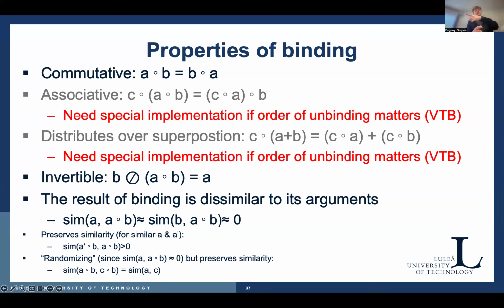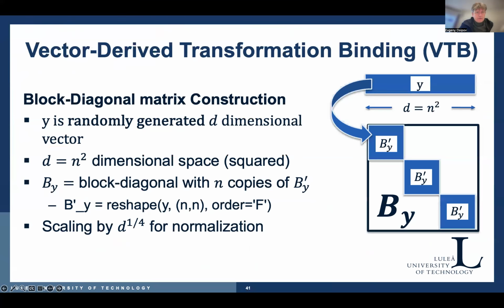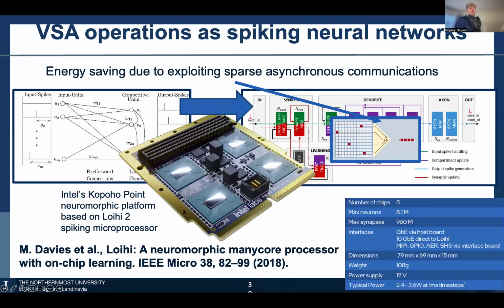In ontologies, and I have a slide on this, it actually matters the order in which you bind. If you bind the predicate to an object, it's not the same as binding the object to a predicate. They just come into the wrong place. And you will see this special kind of multiplication, which is called vector... I always forget this, vector transformation binding. Yes.